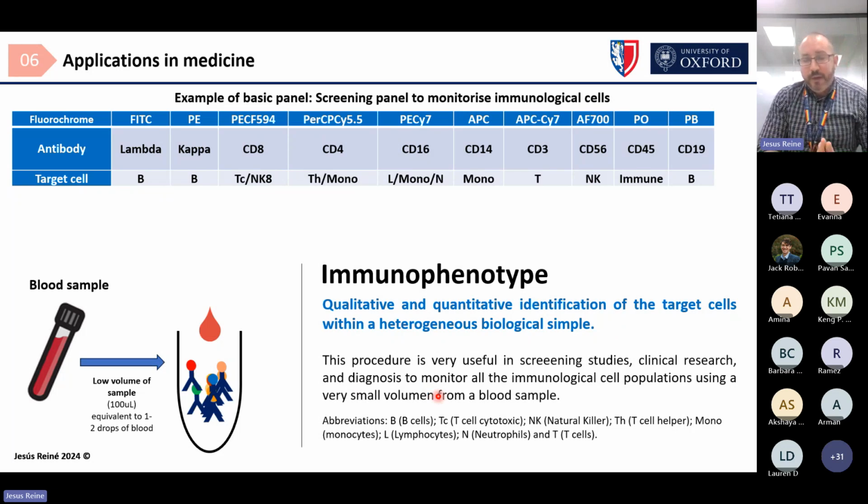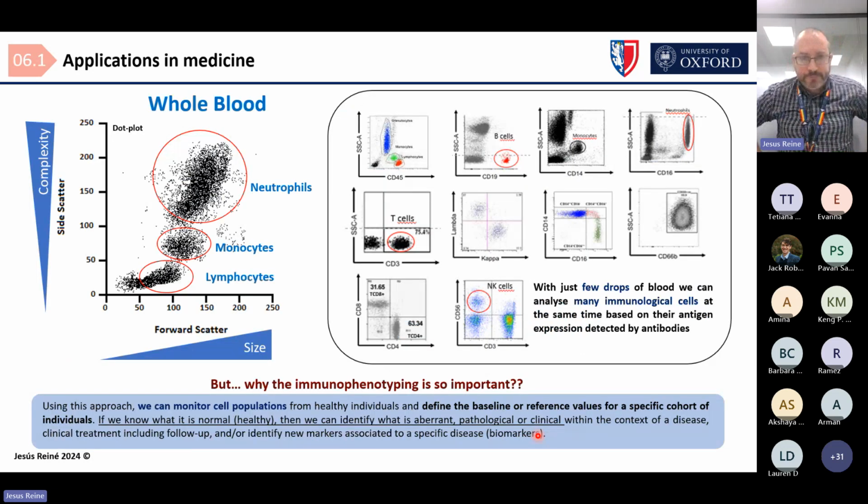The key is that, based on this information, we can determine if someone has a specific illness or a specific clinical condition, because we can identify all the populations and whether any of them has a variation that could be considered aberrant or pathological. So the way this works is very simple.